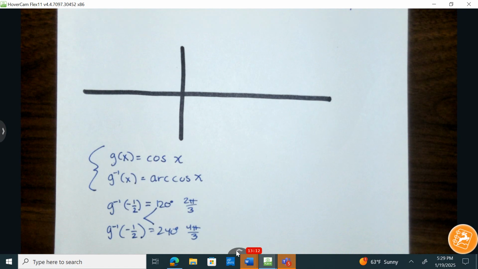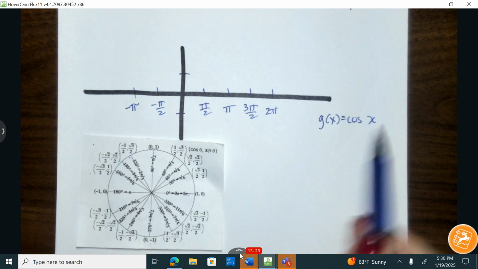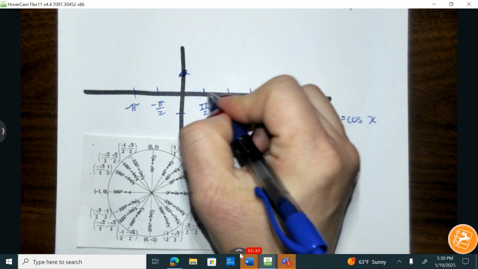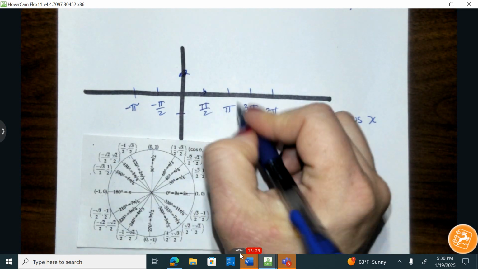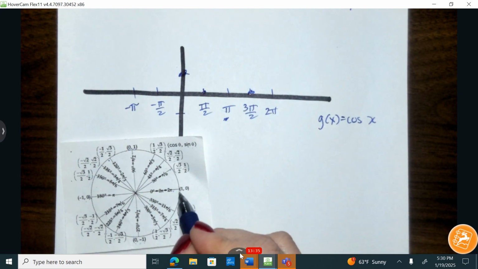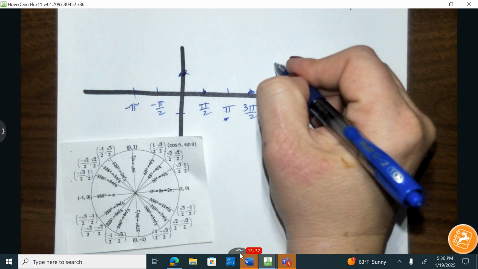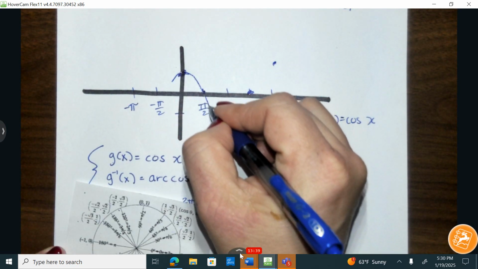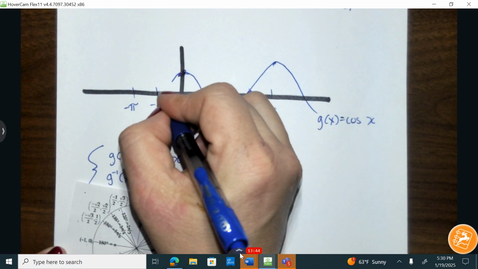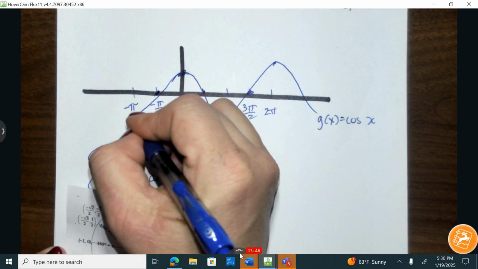Let me first just graph the cosine function. At 0, what is the cosine of 0? The cosine of 0 is 1. At pi over 2, the cosine is 0. At pi, the cosine is negative 1. At 3 pi over 2, the cosine is 0. And one cycle we complete at 2 pi, where the cosine is positive 1. And we know that this is cyclic, making this wave curve over and over again.